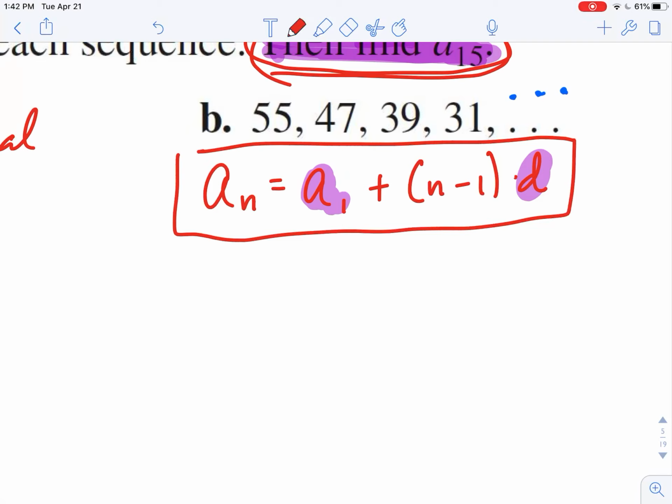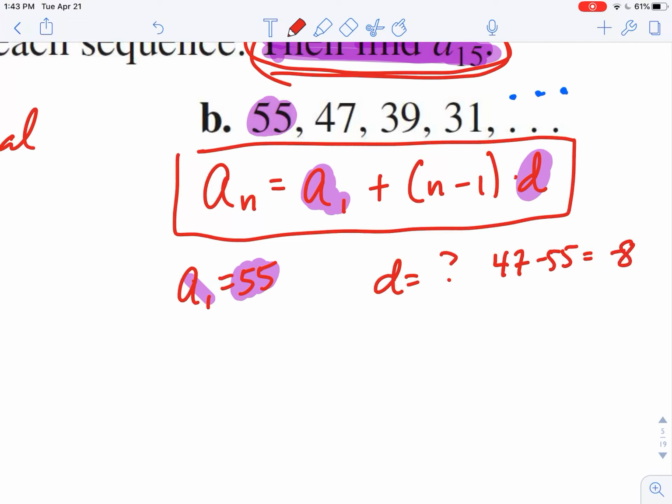Now, the first term, it looks like, is 55, and we can see that because the first term is 55 when we look at our list of numbers. Now our common difference, well, that's a little bit harder to find, so we have to do some arithmetic. So what is 47 minus 55? Well, that is negative 8. What is 39 minus 47? Well, that is, again, negative 8. What is 31 minus 39? Again, negative 8. Looks like negative 8 is that common difference.